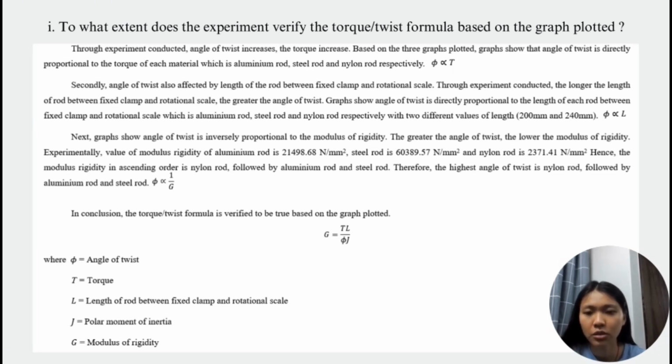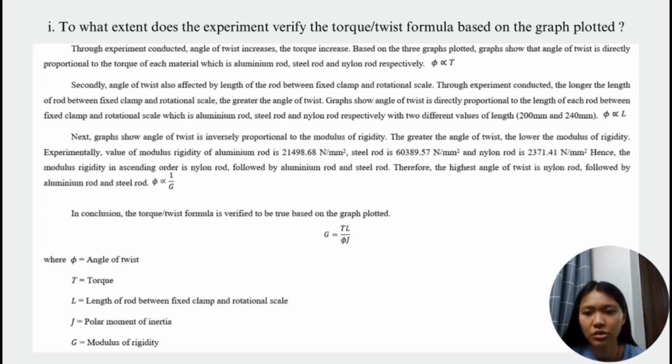Next, the graph shows the angle of twist is inversely proportional to the modulus of rigidity. The greater the angle of twist, the lower the modulus of rigidity. The experimental value of the modulus of rigidity of the aluminum rod is 21498.68 Newton per millimeter squared, the steel rod is 60389.57 Newton per millimeter squared, and the nylon rod is 2371.41 Newton per millimeter squared.